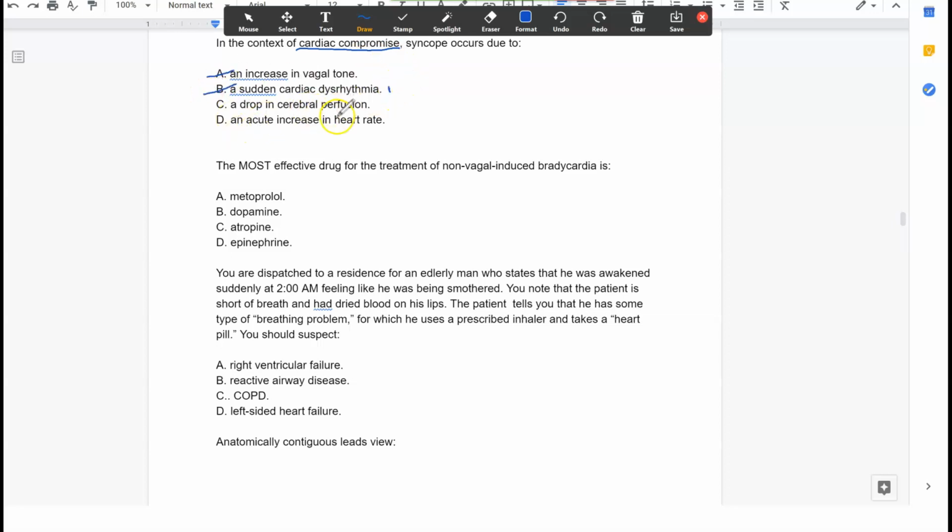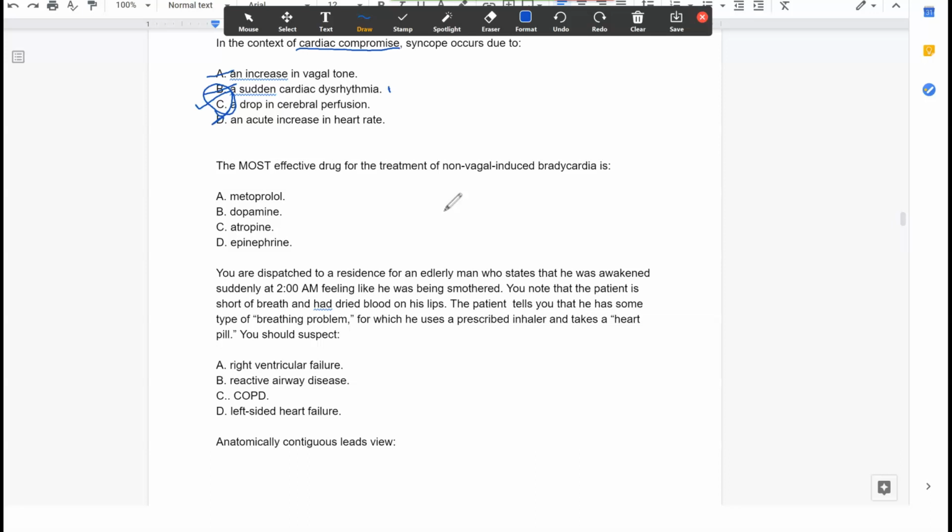A drop in cerebral perfusion. I like that one so far. An increase in heart rate. Yeah. Drop in cerebral perfusion, right? That means that either it's a fast rhythm or a slow rhythm that's causing the brain to not get enough oxygen.